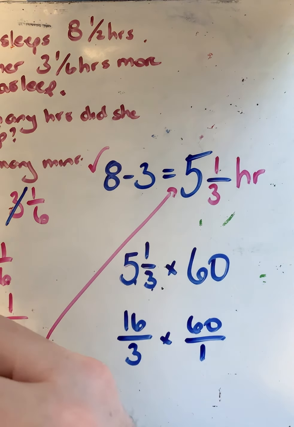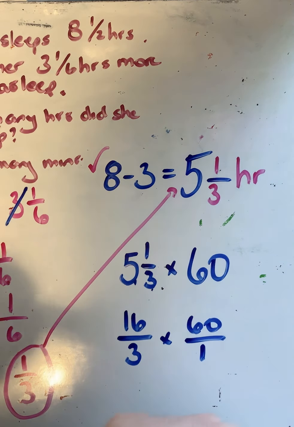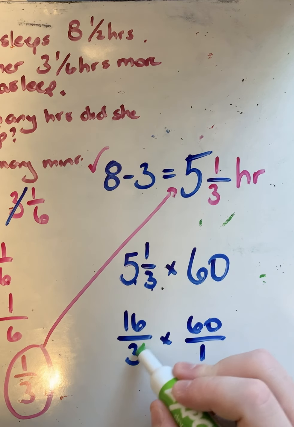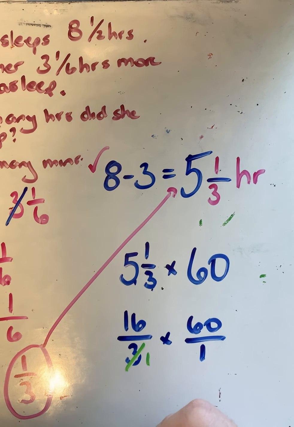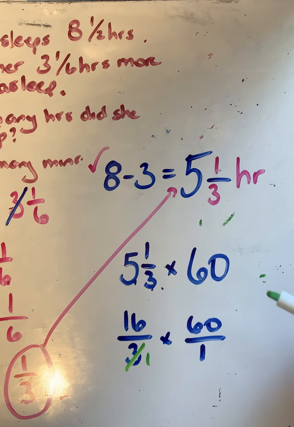Now, you haven't done multiplication in a while, so remember this. I can look within my fraction and see opportunities to reduce before multiplying. And I see that here. 3 divided by 3 is 1. 60 divided by 3 is how much? 20.